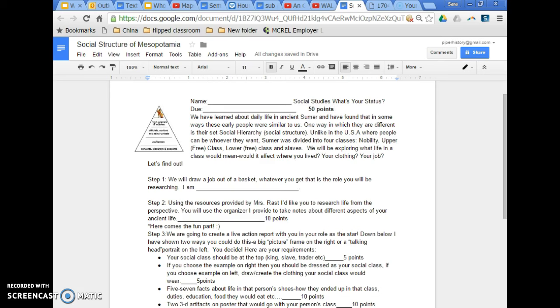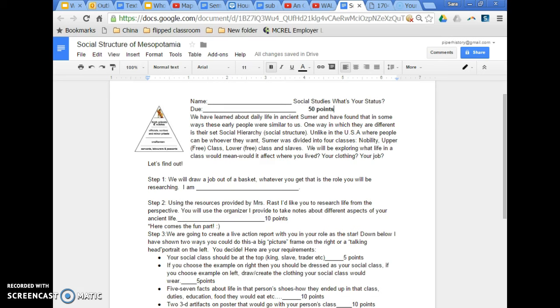We have spent some time recently learning about daily life in one of the main cities of Mesopotamia, which was Sumer, and got to see what life was like in terms of what they did for fun, their religion, and their housing. One thing that's different about ancient times compared to the United States is that they had a social hierarchy, or a social structure.